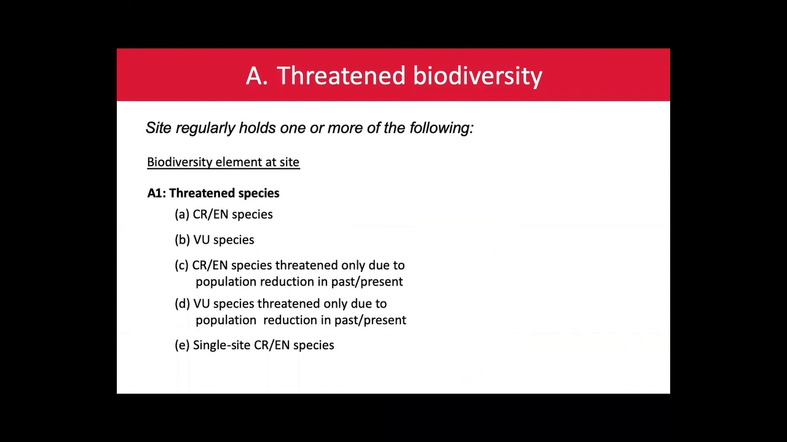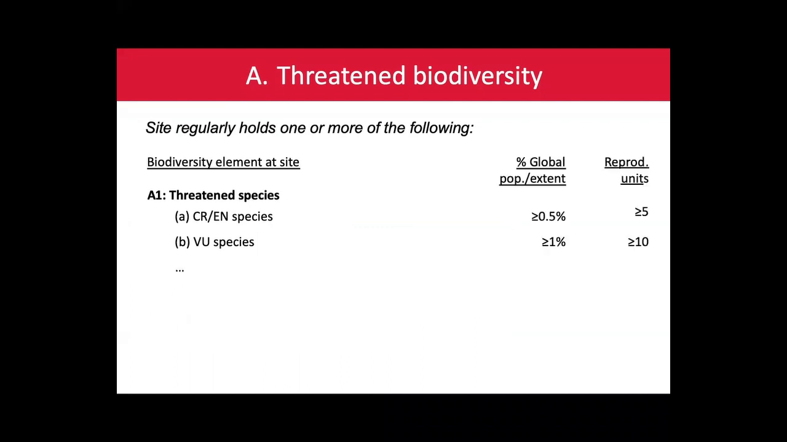So many of these criteria then include sub-criteria. By that I mean here A1A or A1B, and these describe explicitly how the site contributes to the global persistence of biodiversity. And each criterion then has quantitative thresholds to ensure that KBA identification is objective, repeatable, and transparent.